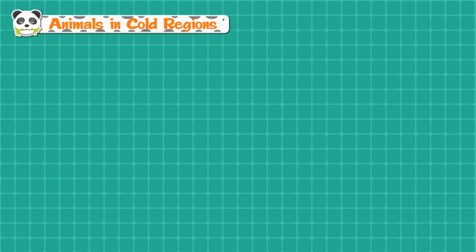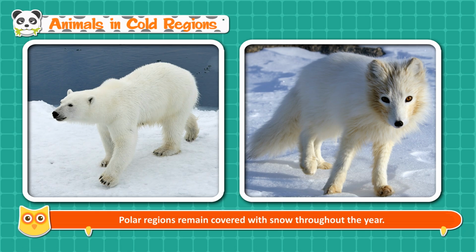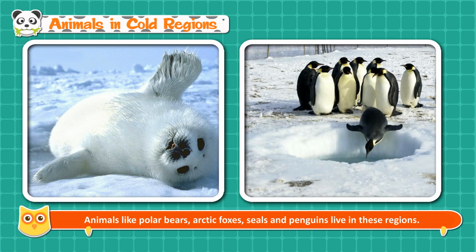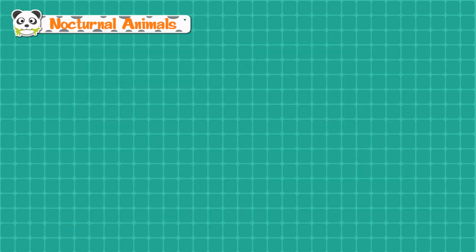Animals in cold regions. Polar regions remain covered with snow throughout the year. Animals like polar bears, Arctic foxes, seals and penguins live in these regions. These animals have a thick layer of fat under their skin called blubber. Many of these animals have a coat of thick and long fur, so these animals bear the extremely cold weather in this region. Nocturnal animals.